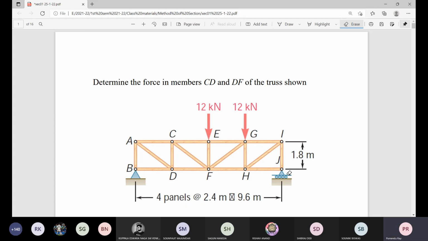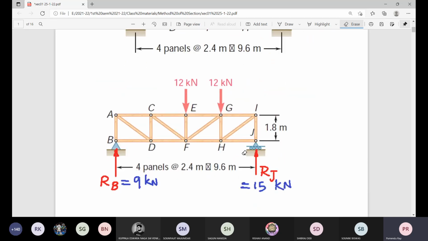Use one moment equilibrium equation, either sigma MJ or sigma MB equal to 0, or use that along with sigma Fy equal to 0. So this part you are quite confident. Once you determine that, you indicate 15 kilonewton and 9 kilonewton.